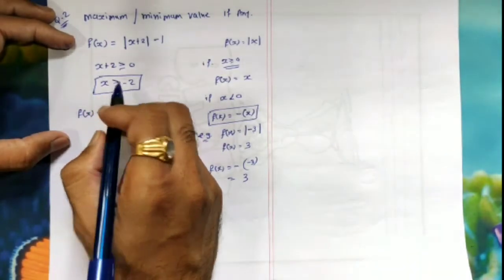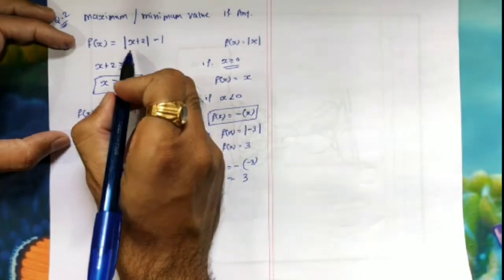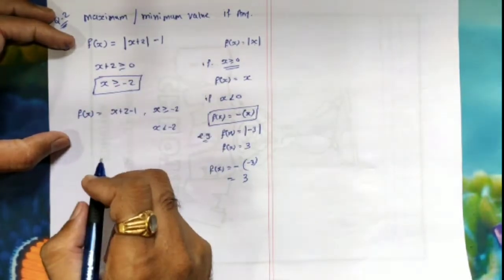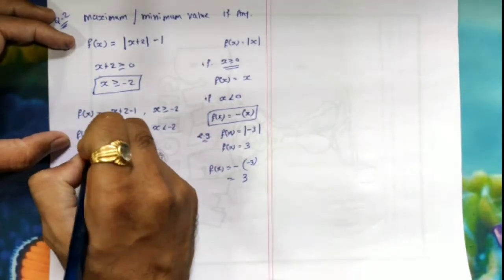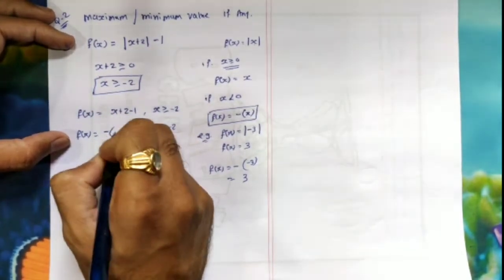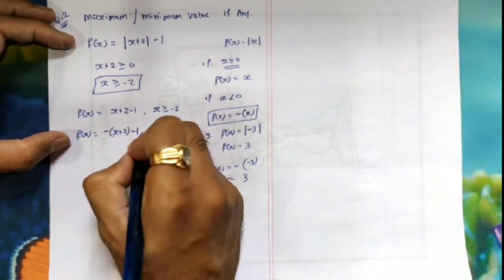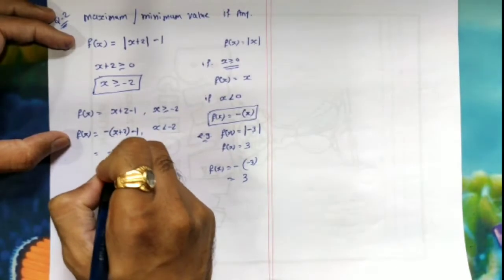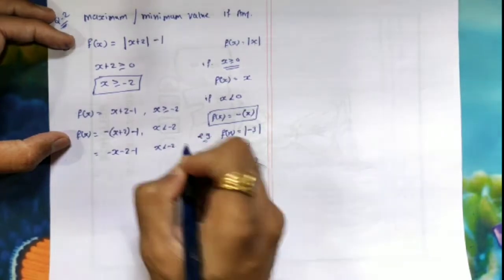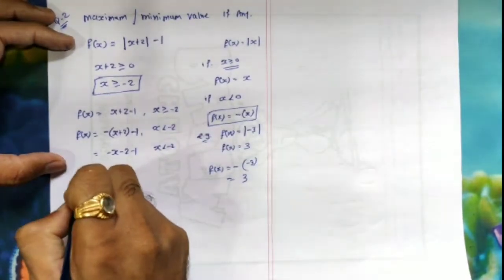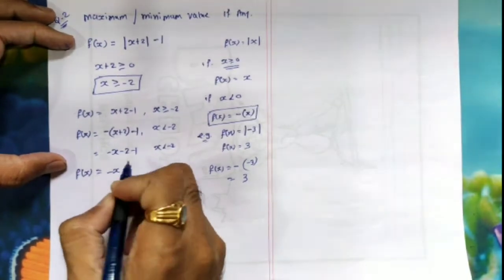And when x is less than minus 2, that is the second condition, we have to put a minus sign in front of this modulus to remove it. So that will be f of x equal to minus of x plus 2, minus 1. Clear? So this one is minus x minus 2 minus 1 when x is less than minus 2. So our function f of x equals minus x minus 3.